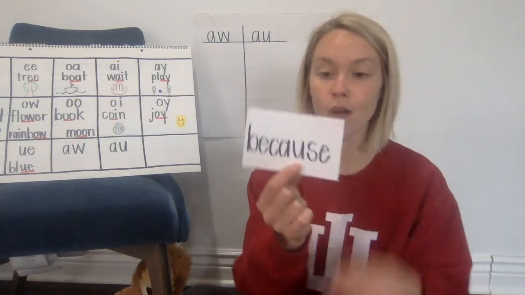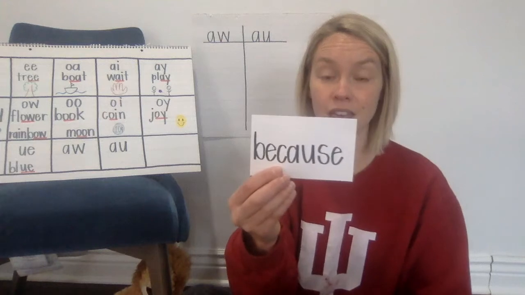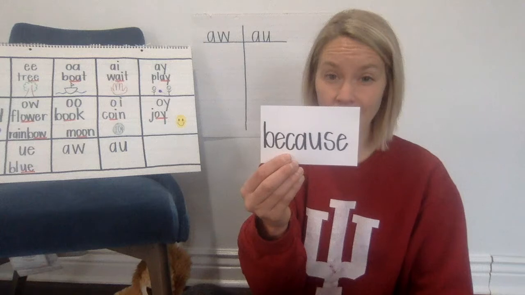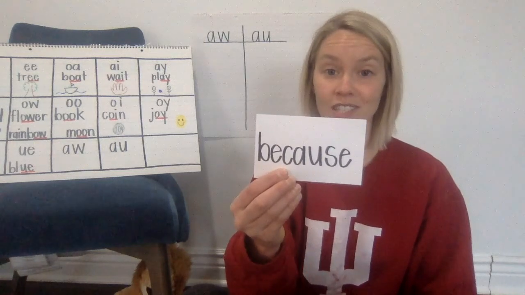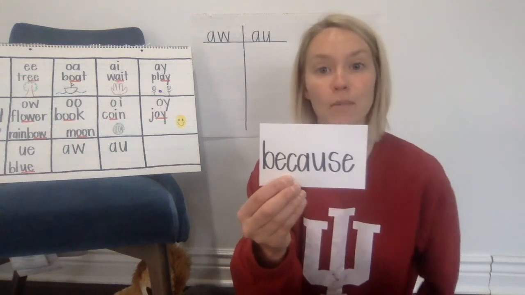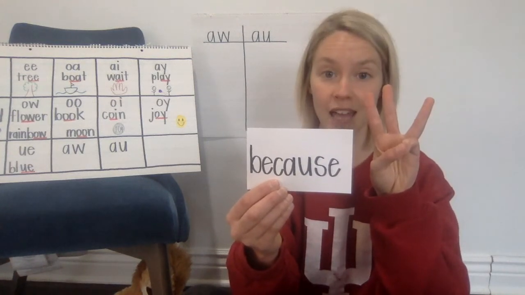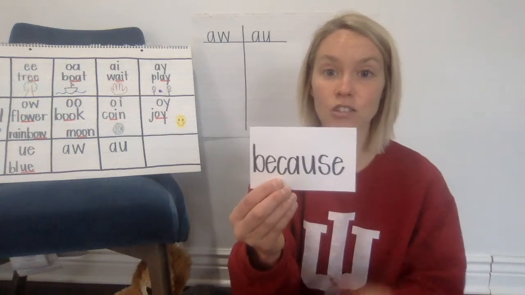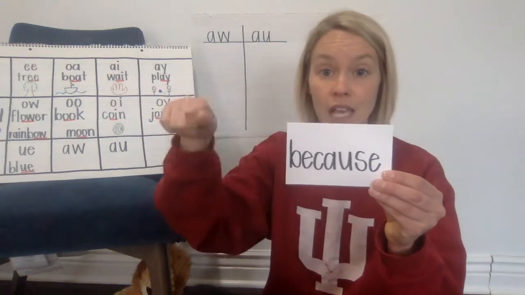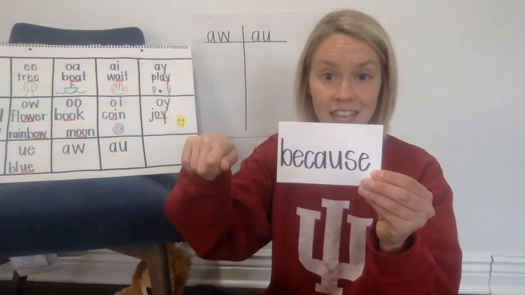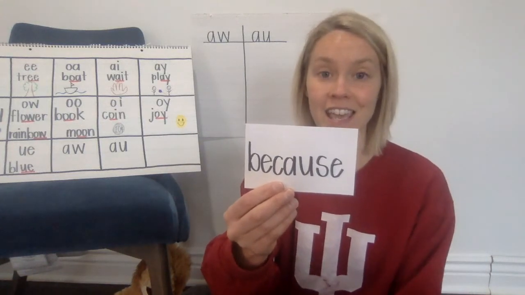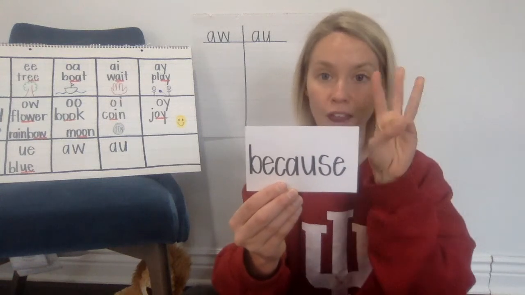So I want you, if you have index cards like this at home that you can make and write the word because on there, go ahead and do that. If not, that's okay. You can study this word, write it down somewhere where you can practice it. I want you on your paper to write the word because 3 times, and I want you to say each letter as you write it. So you're writing the B, you say B, E, C, A, U, S, E, all while you are writing this word. Write it 3 times.